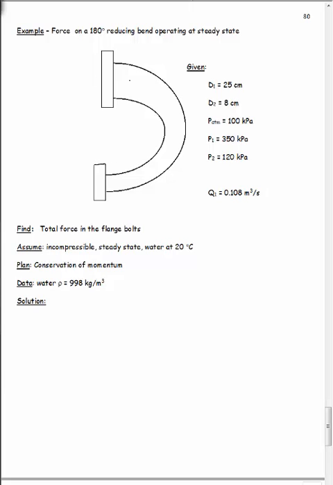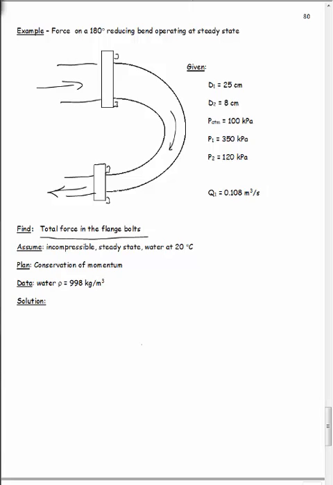So what this is, is a reducing bend. So we've got flow going in, coming around here, and then going back out that direction. Okay, and what we want to find is the total force in the flange bolts. Okay, and there's supposed to be bolts here.